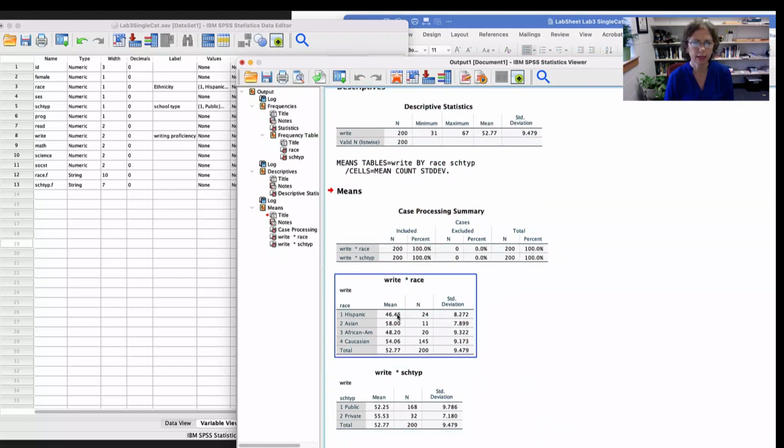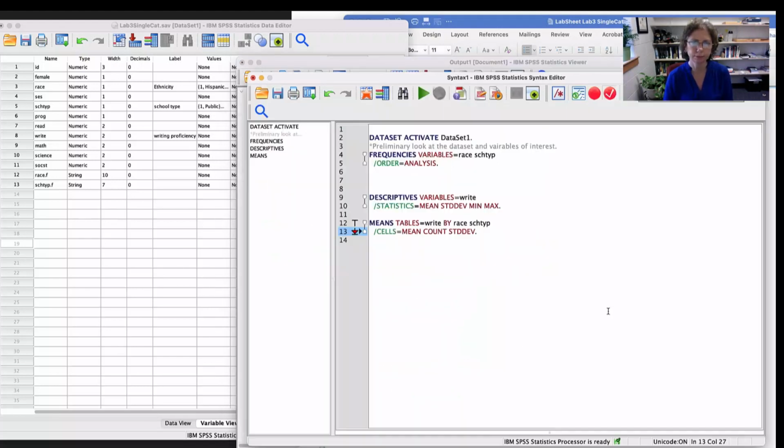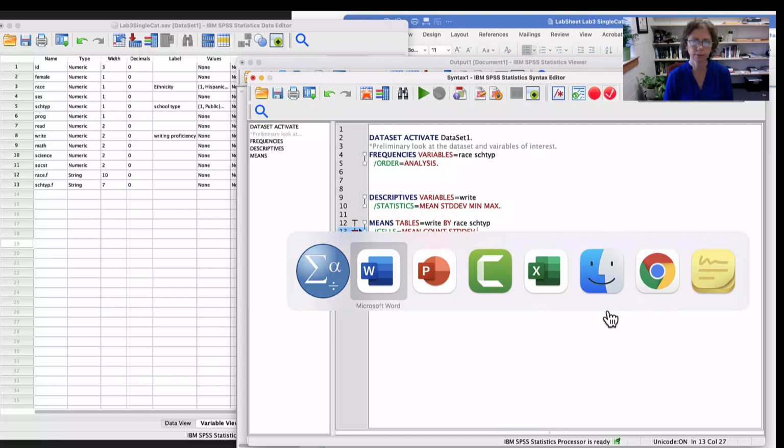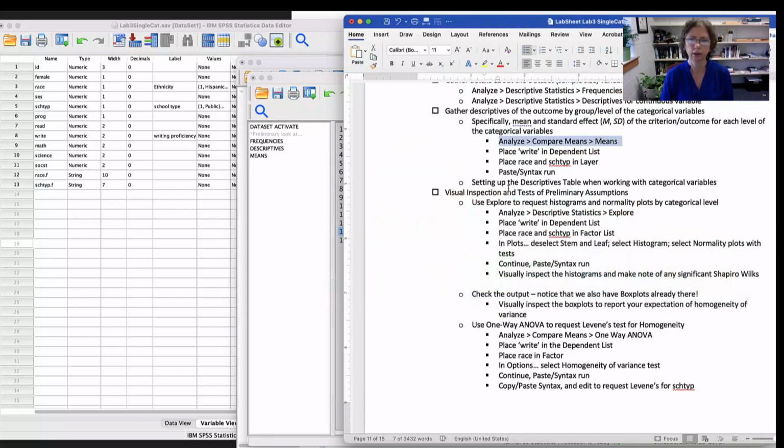So now we have the average writing proficiency score across all of the different ethnic groups, and we have the average writing proficiency scores for the different school types, and the standard deviations as well, which is what we'll need for the table in the write-up. And you got your count for each of them. Alrighty.